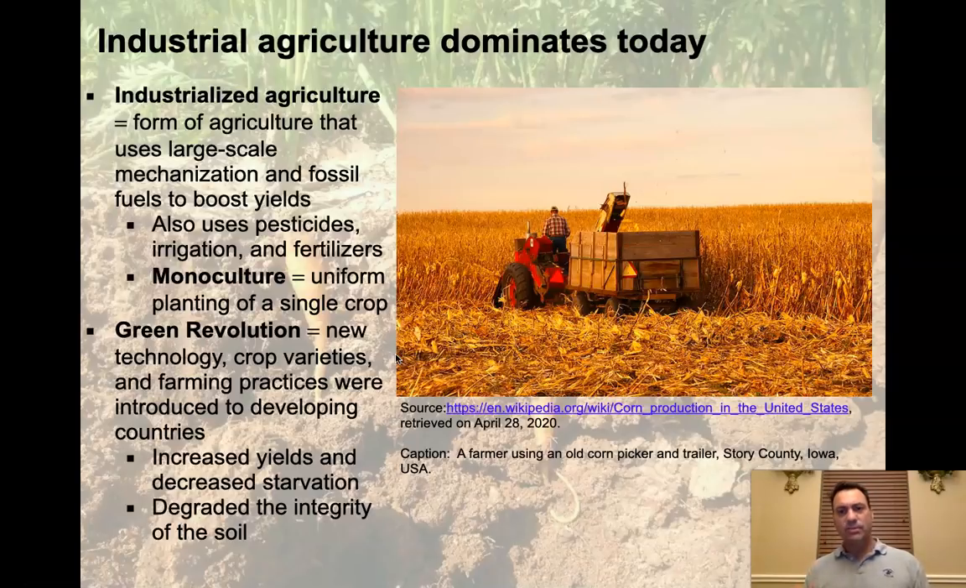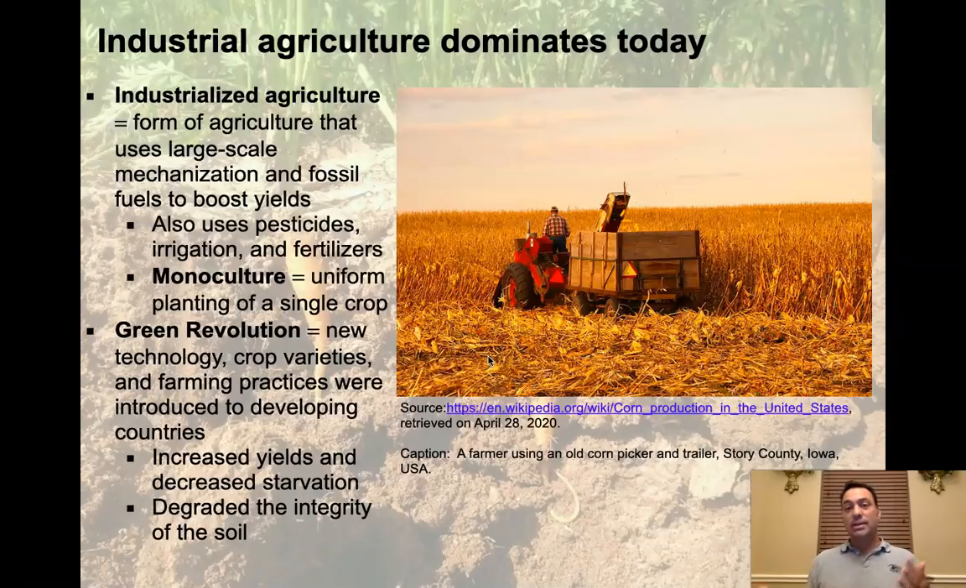But in order to make this happen, you need a large amount of pesticides, you need irrigation, you need fertilizers, and usually it's done using monoculture. So monoculture is a uniform planting of a single crop. In this image where the farmer's working, this is all corn as far as the eye can see. He's probably using some type of herbicide to keep weeds out of here, and the only thing growing out here is effectively corn. And why does he want to do this?